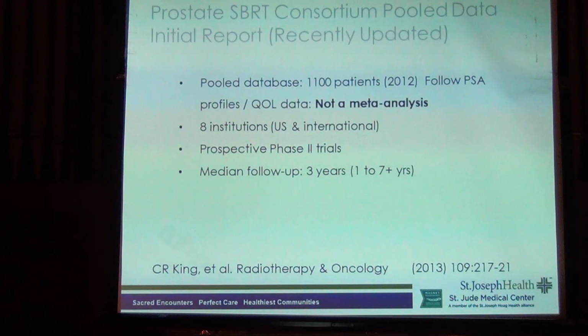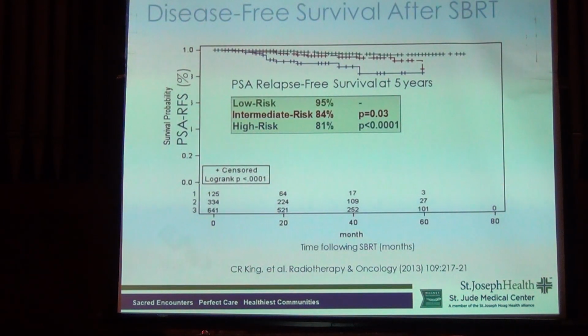So this was an initial consortium report. This was my friend at UCLA, and I'll show you the update that just came out this week. And they took 1,100 patients from 8 institutions, both in the United States and globally. And they followed them. At this point, it was only followed for 3 years, okay? And what they saw was that the survival at 5 years, looking at PSA, was that for low-risk patients, so these are patients with very early-stage disease, there was no biochemical failure. In other words, the PSA did not rise for 95% of patients. But it also didn't rise for 80% of high-risk patients.